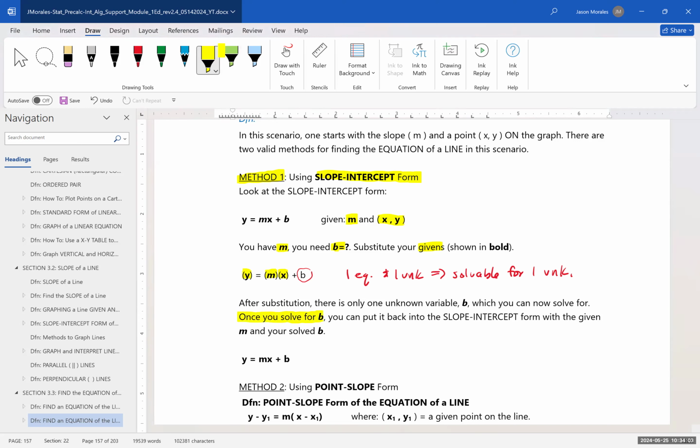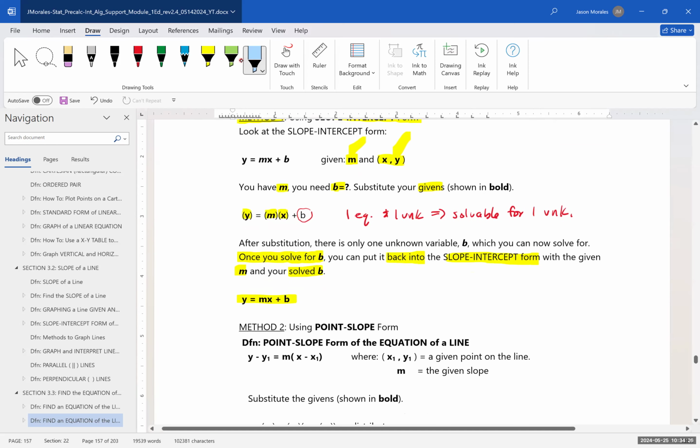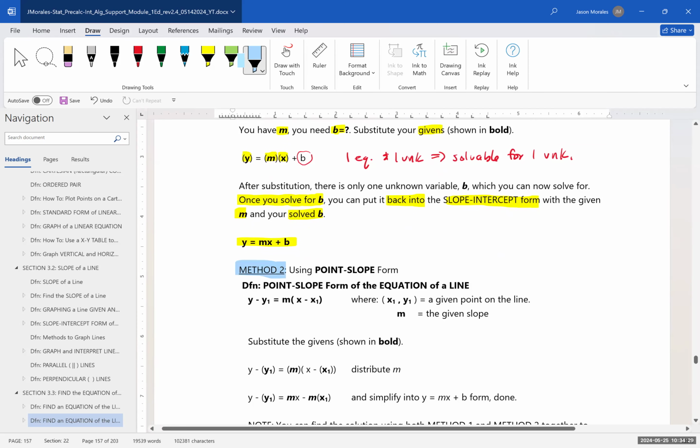Once you solve for your y-intercept, you can put it back into the slope-intercept form with your given m and your newly solved b, and that gives you the slope-intercept form of the equation of a line that has the given slope and goes through that particular point. That's one method. Method two uses a different form of a linear equation. It's called the point-slope form.